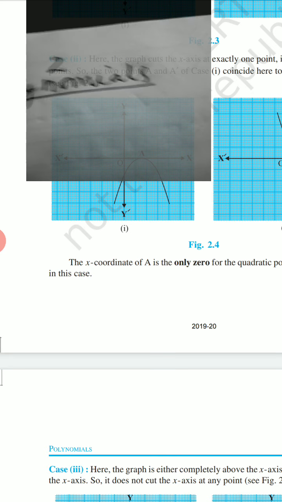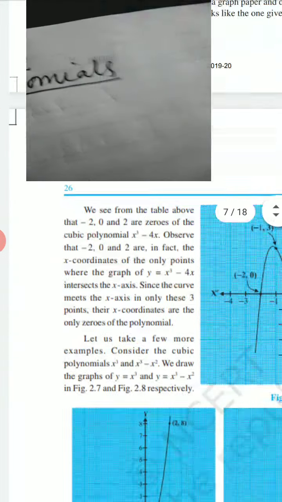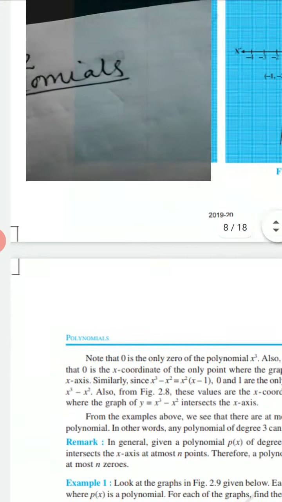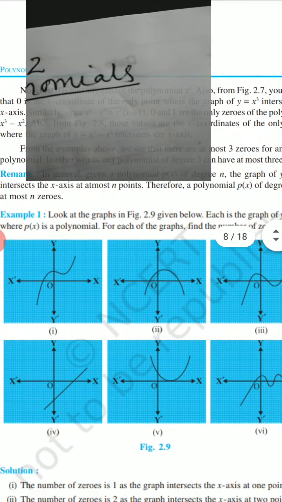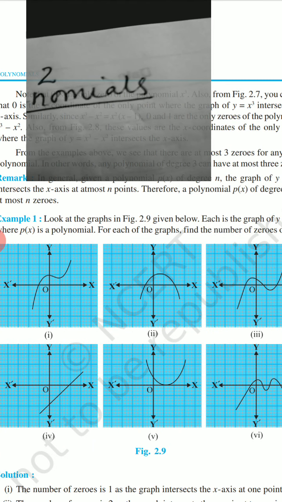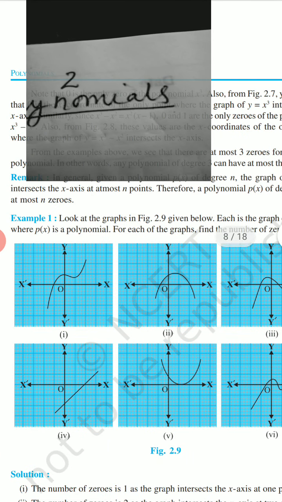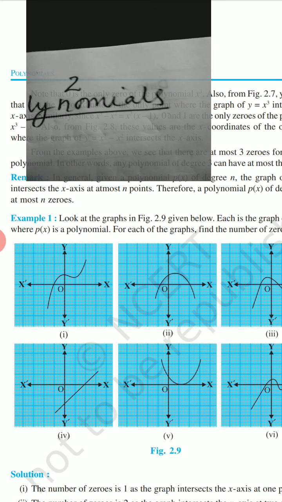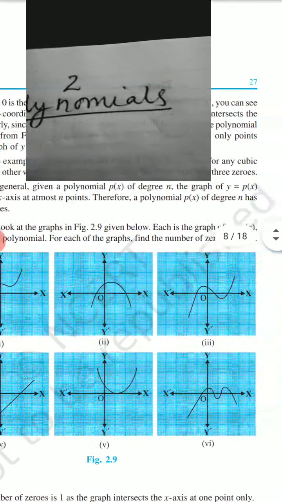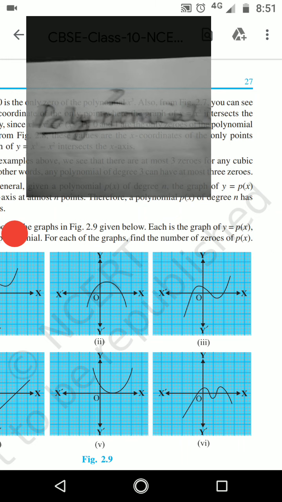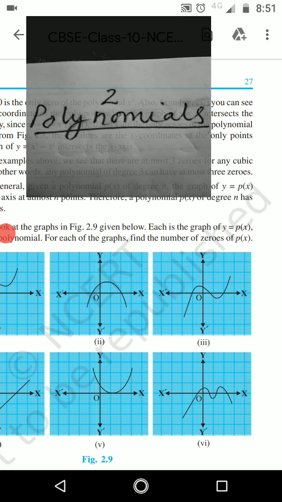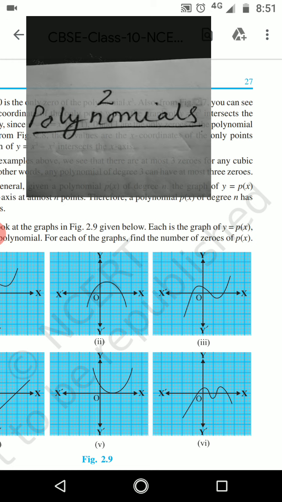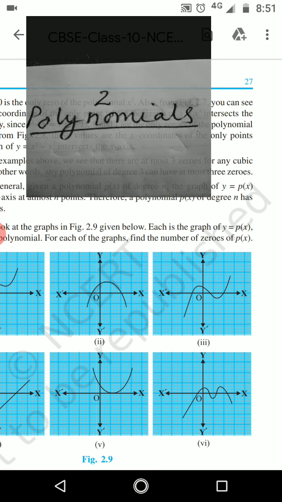Now we'll check the number of zeros. Here you can see in the first graph the number of zeros is 1, as the graph intersects the x-axis at one point only. In the second, you can see this curve intersects the x-axis at 2 points. Therefore, the number of zeros in this graph is 2.